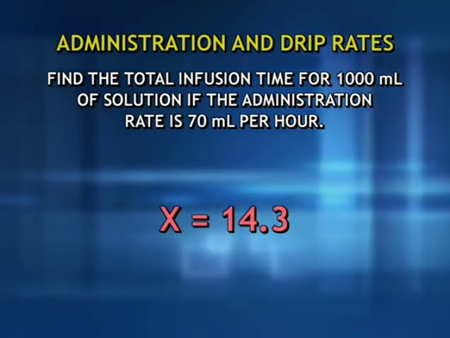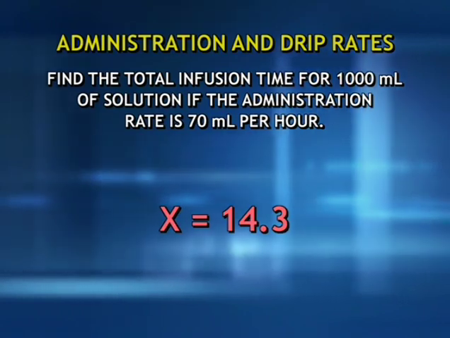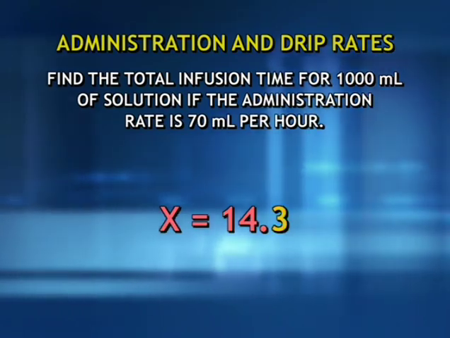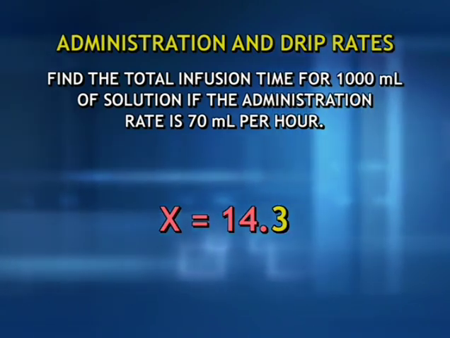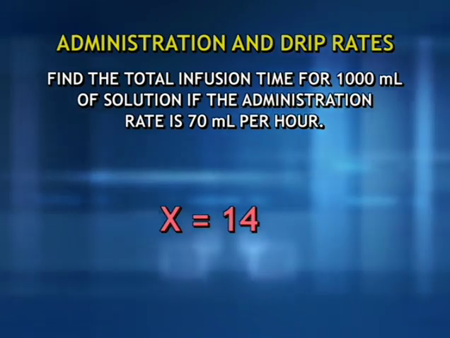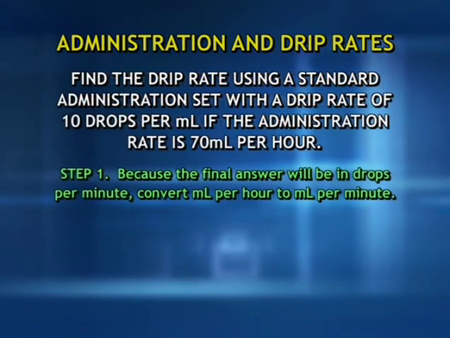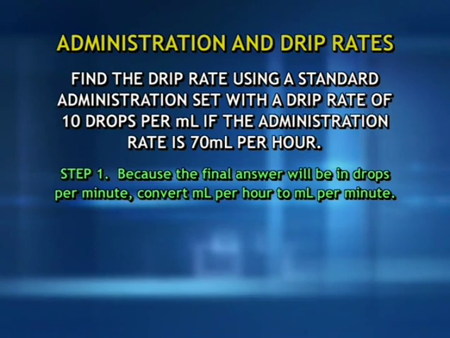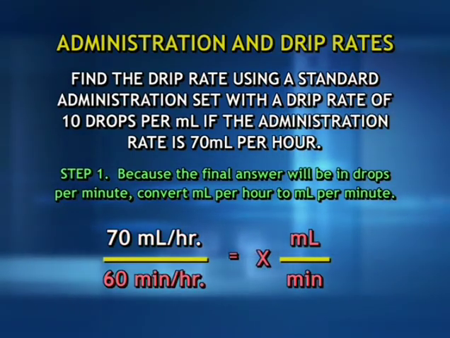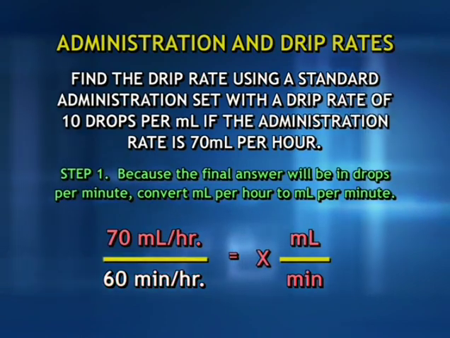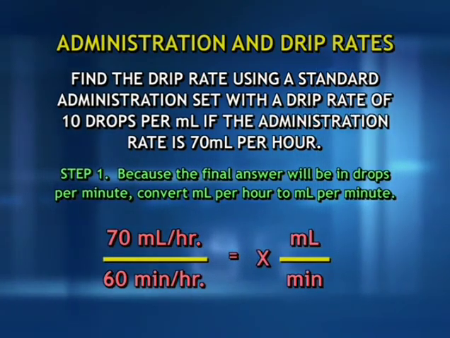X equals 14.3. Applying the rule of significant digits, we round down because the digit immediately to the right of the last significant digit is less than 5. The solution will run for 14 hours. To find the flow rate as drops per minute, convert milliliters per hour to milliliters per minute by dividing 70 milliliters per hour by 60 minutes per hour and making it equal to X milliliters per minute.